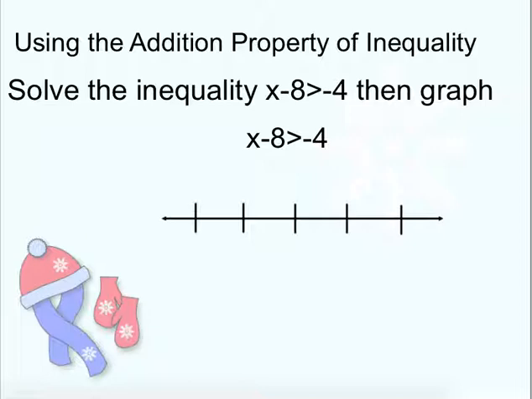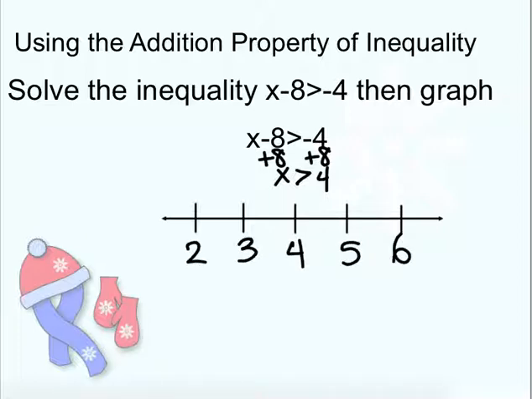If we have x minus 8 is greater than negative 4, well, just like we did before, we're going to do the opposite and add 8. And I get that x is greater than 4. So I'm going to put some numbers on my number line. I have an open dot on 4 going to the right because I want the numbers that are greater than 4.